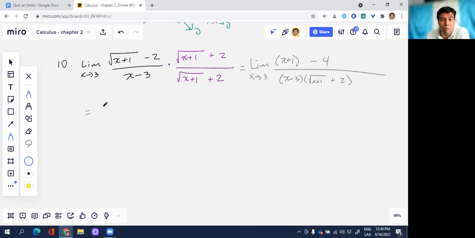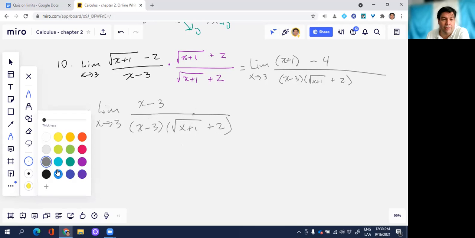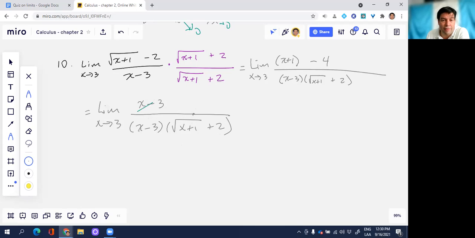All right, so let me simplify. The limit as x approaches 3: in the numerator, we get x plus 1 minus 4, that's x minus 3, over x minus 3 times the square root of x plus 1 plus 2. And you can see that these two cancel. They're the same thing, so I put a 1 here, times this, it's going to be this.